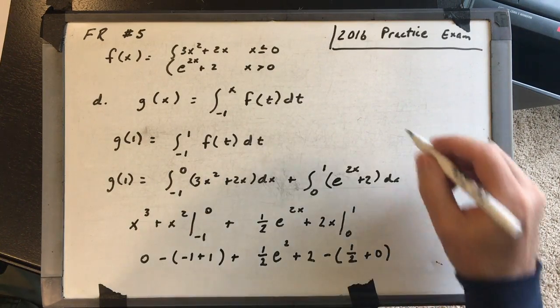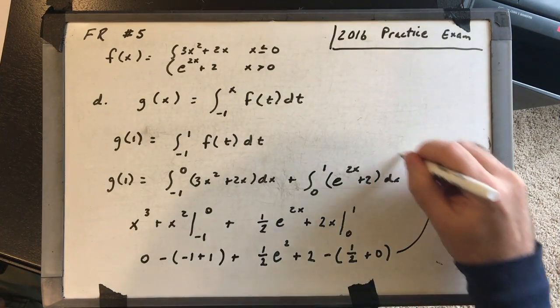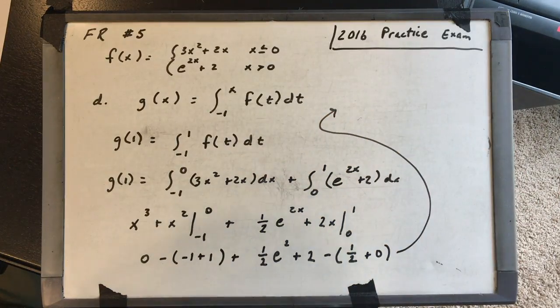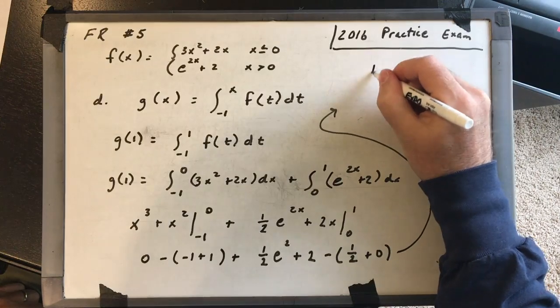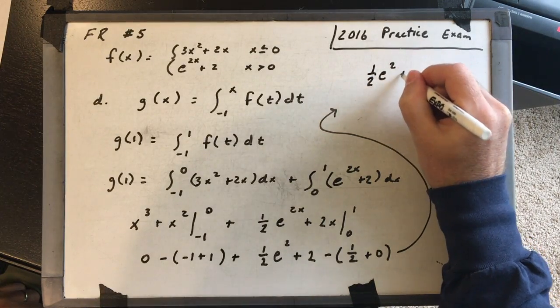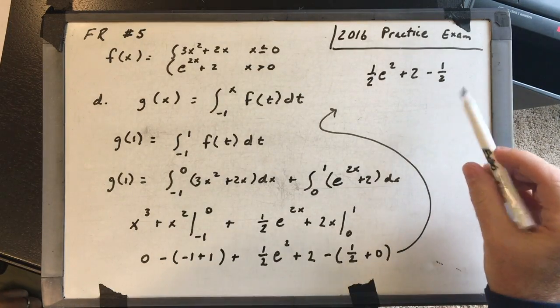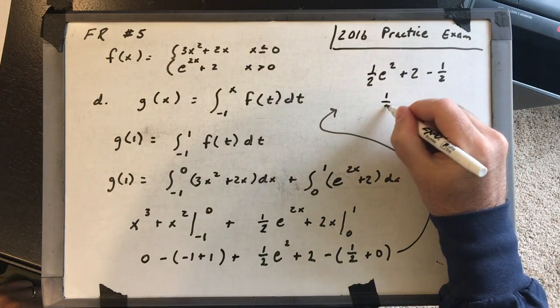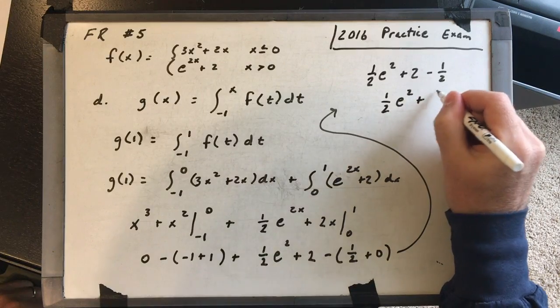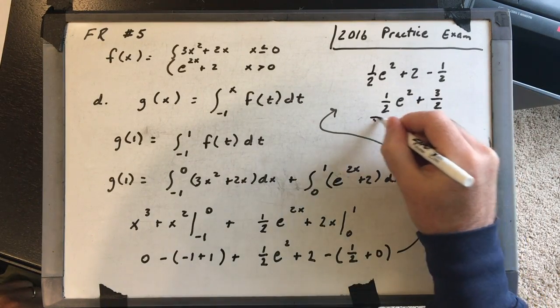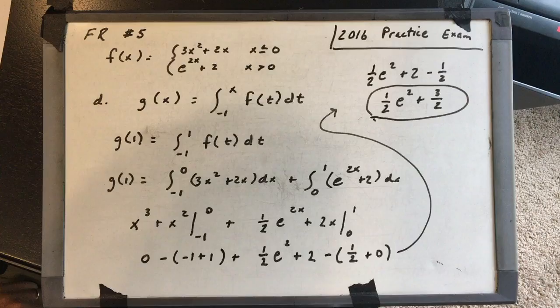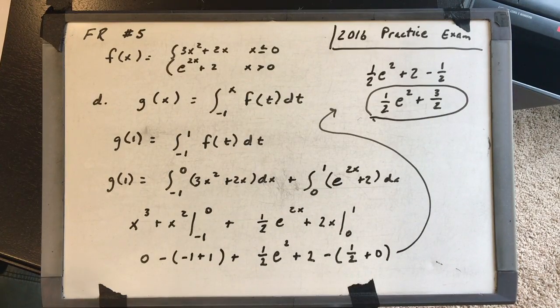Okay, so I'm going to write this answer up here. So that's going to be 1/2 e squared plus 2 minus 1/2. Honestly, you could circle that and leave it like that. It's pretty easy, though, to simplify: 1/2 e squared plus 3/2. Boom. You're all over that.